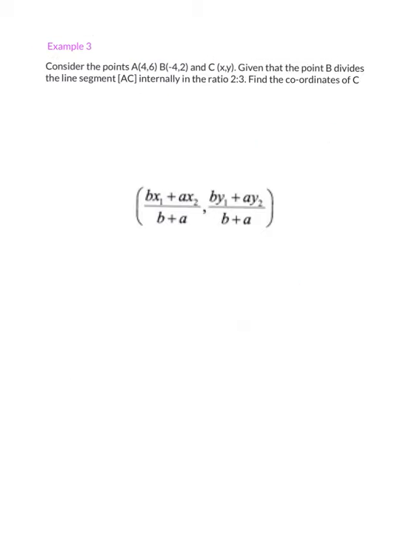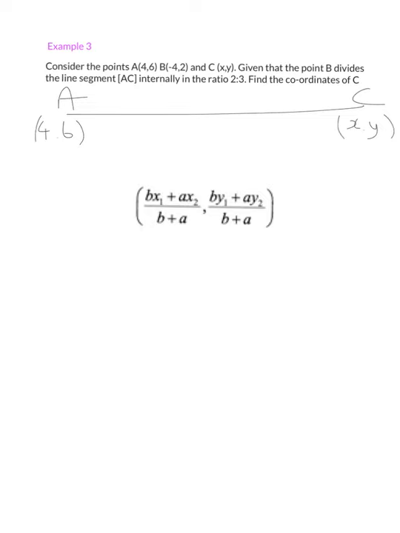Okay guys, so we're going to do example 3 now. It says consider the points A, which is (4, 6), B, which is (-4, 2), and C is (x, y). Given that the point B divides the line segment AC internally in the ratio 2 to 3, find the coordinates of C. First of all, we're going to draw it out to see what they give us. They give us a line segment A and C. A, they said, was the point (4, 6), and C is the point (x, y).